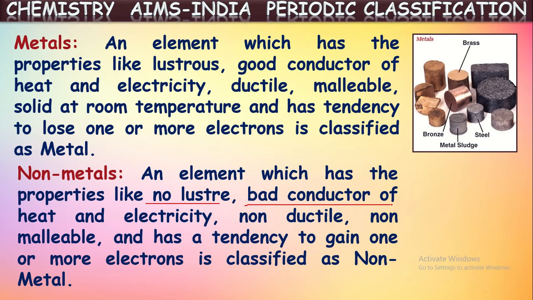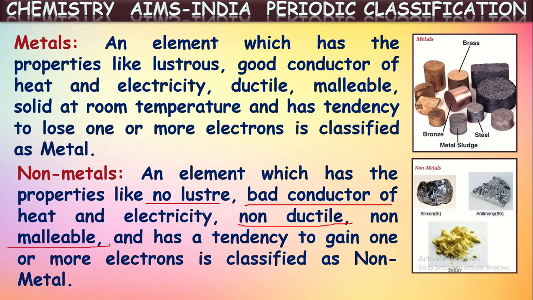Means they don't have luster, means they don't shine, they cannot conduct electricity or heat through them. That means bad conductors of heat and electricity, and they cannot be drawn into thin wires. That is non-ductile. They cannot be beaten into thin sheets. That is non-malleable, and they have the tendency to gain one or more electrons. So the elements which have these properties are classified as non-metals. Some examples for the non-metals here: silicon, antimony, sulfur, carbon, nitrogen, oxygen. These all come under non-metals which have these properties.